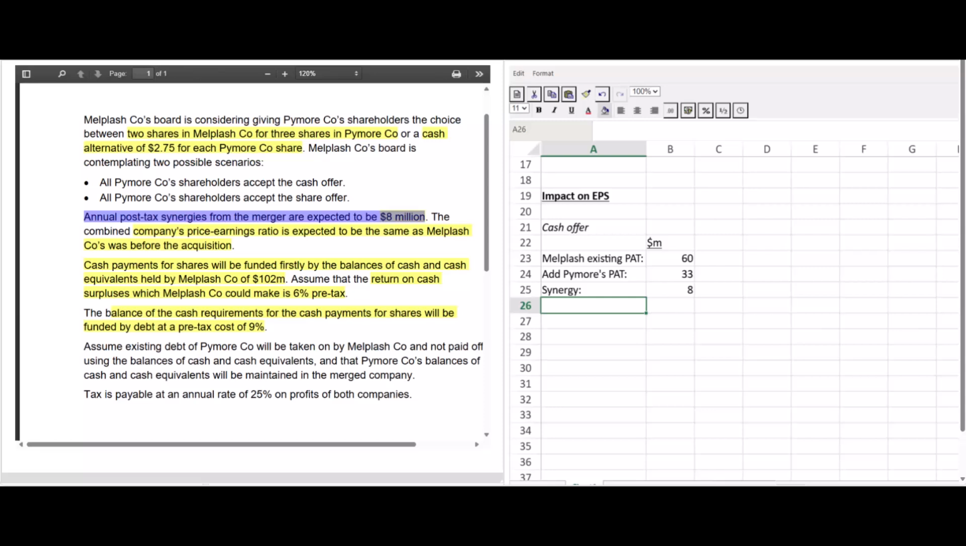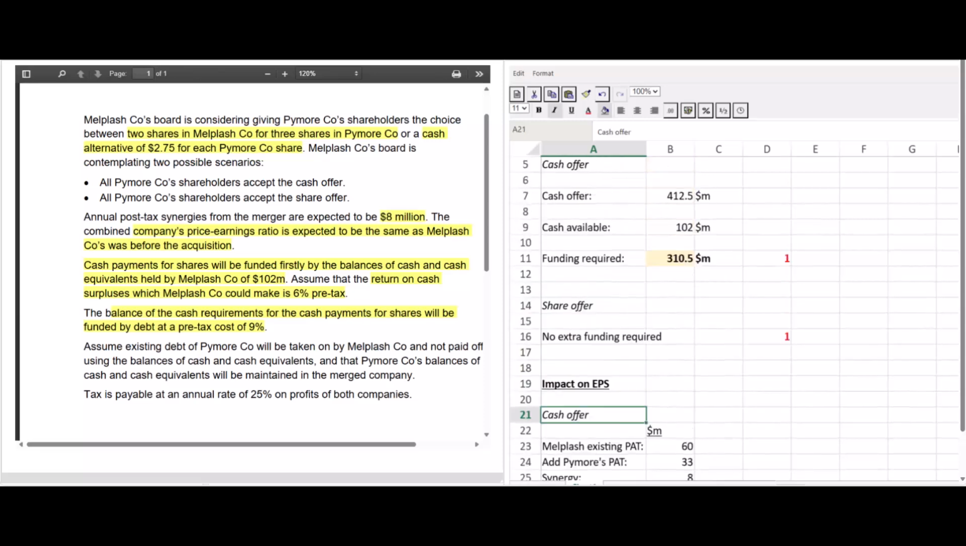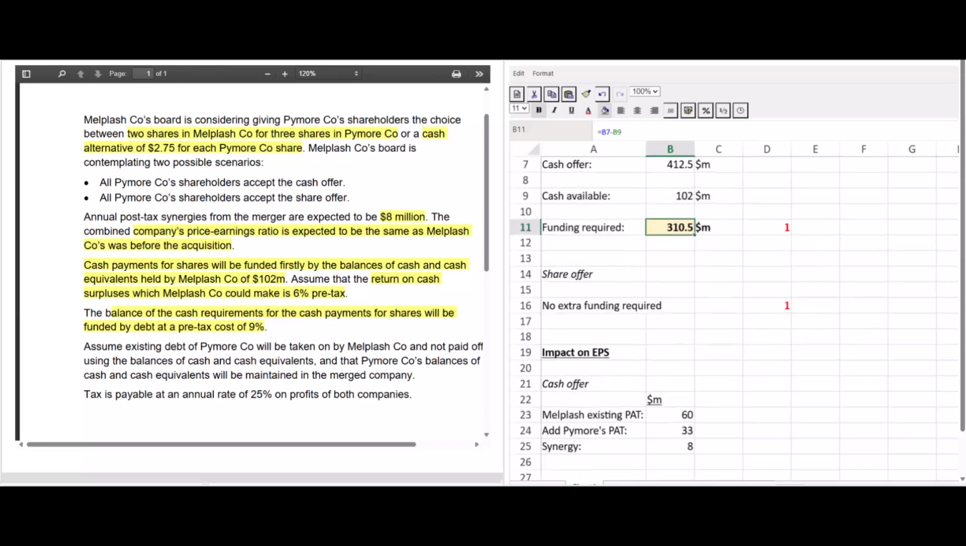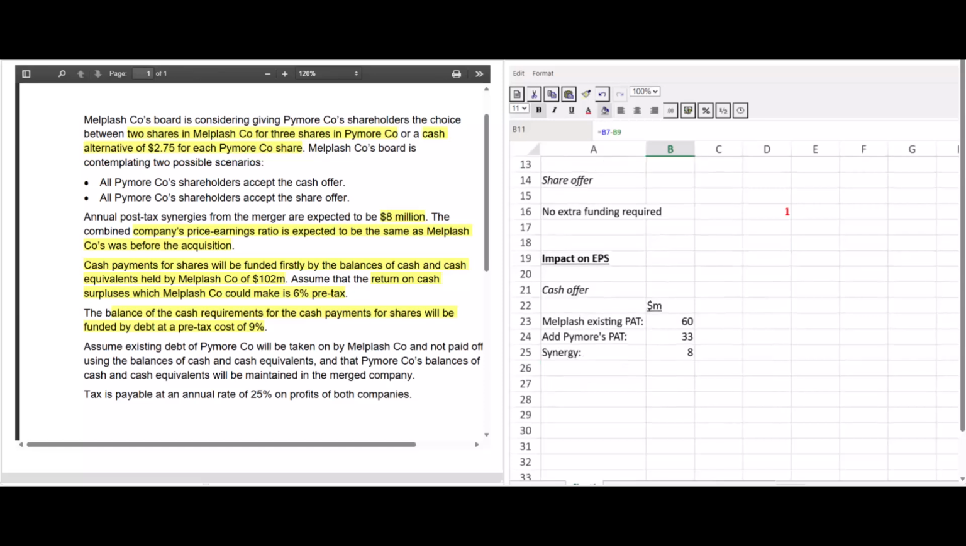If we combine with Pymore, we're going to earn their profit after tax and we're going to generate some synergy as well. But what we've got to think about is the impact of the financing. Remember, if we're doing this cash offer, as we worked out up here, we are going to have to use up all our cash reserves and we're going to have to finance that £310.5 million as well of extra debt. So we need to think about the impact on our earnings.